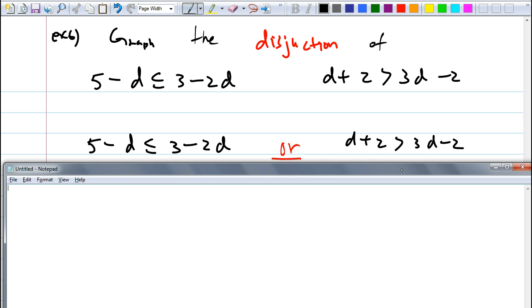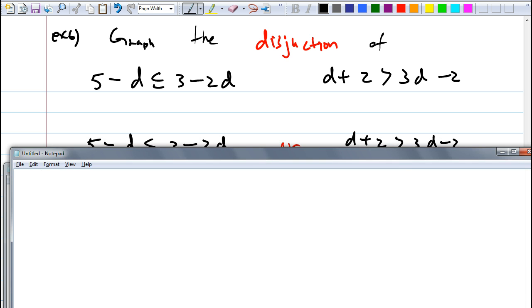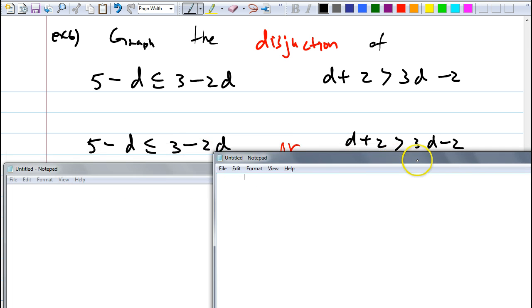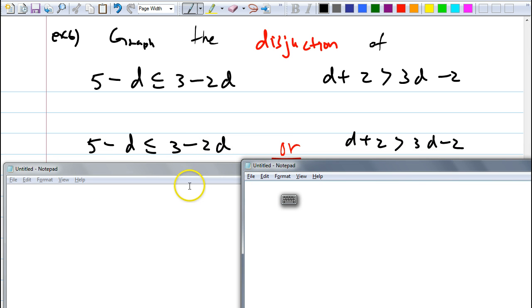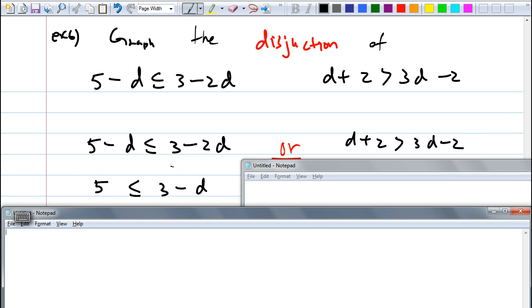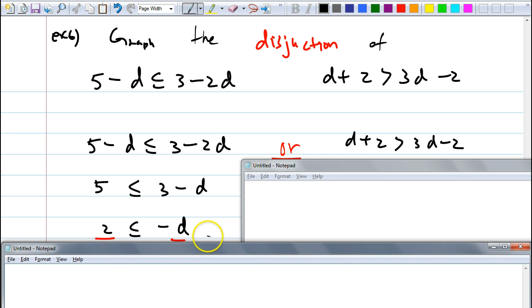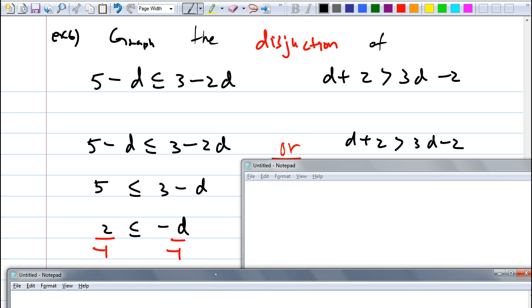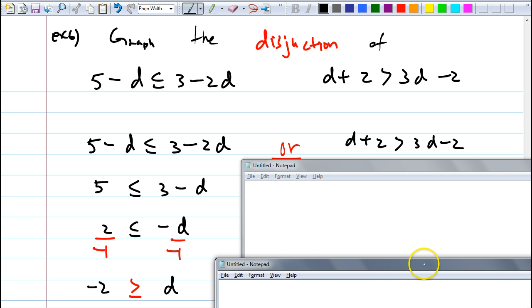I'll wait. All right, so what do we do with the first inequality here on the left side? We're going to gather the d's together, right? So did you just add d to both sides? And then I subtracted 3 from both sides, right? And then you get 2 less than or equal to negative d. Now, when you divide by negative 1, what happens to the inequality symbol? Did you all remember to reverse? Okay, don't forget. So you reverse this. Okay, so you get d less than or equal to negative 2.